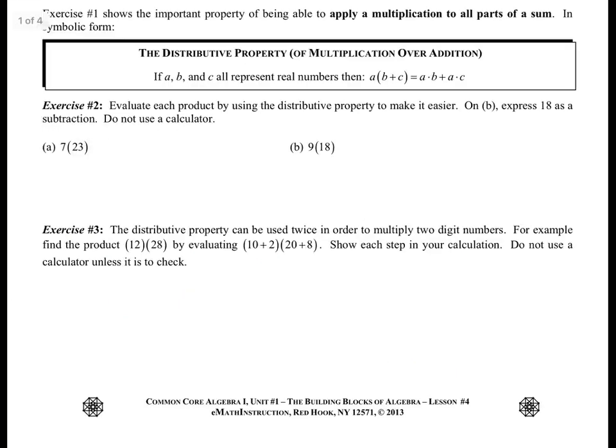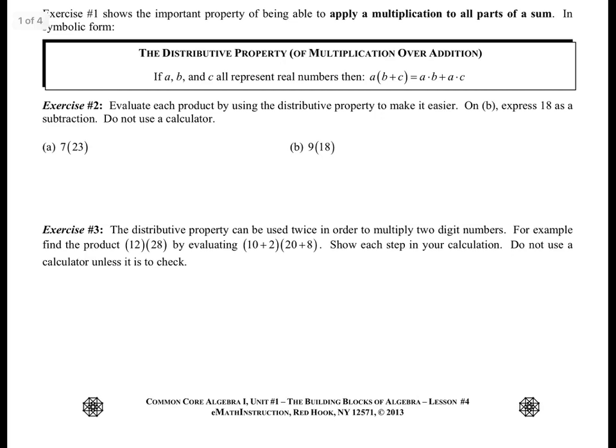So it shows the important property of being able to apply a multiplication to all parts of a sum. In symbolic form, if A, B, and C all represent real numbers, then A times (B plus C) equals A times B plus A times C. So evaluate each of the products by using the distributive property to make it easier. Express 18 as a subtraction. Do not use a calculator.